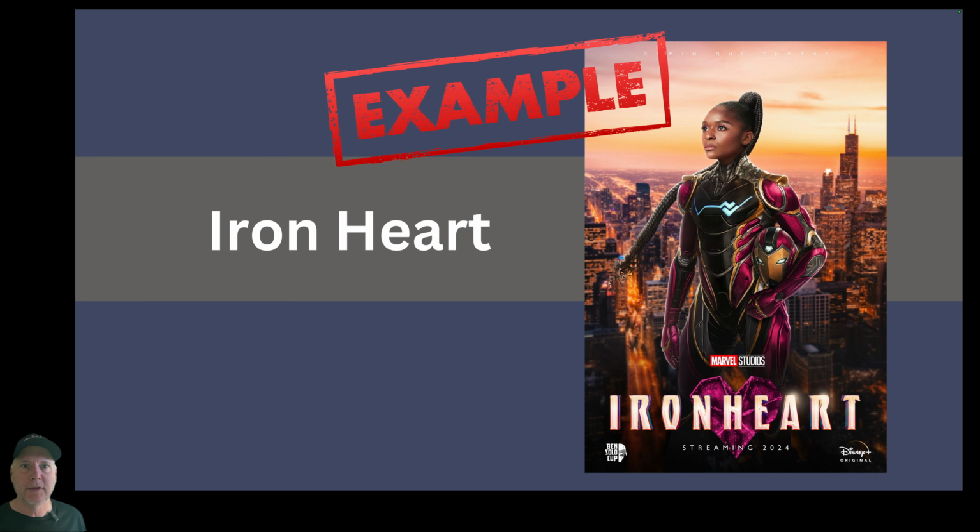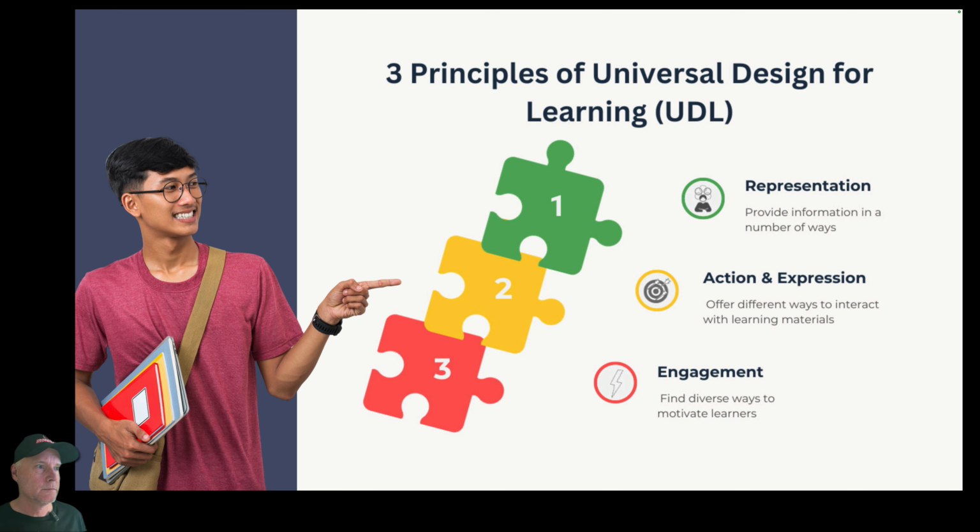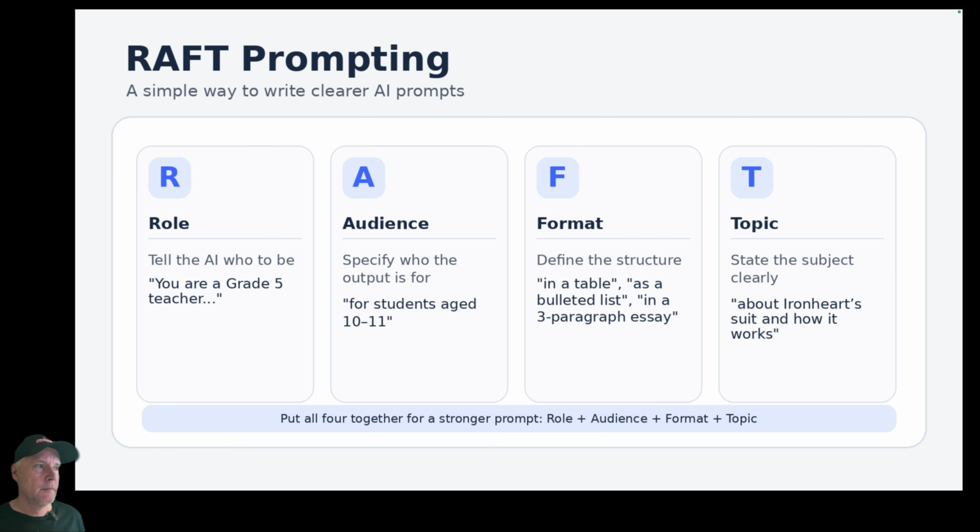This is Riri Williams, aka Ironheart. And again, we want to use UDL. So I'm going to use the RAFT prompting method. Now, you probably do a lot of this already, and this is just a way to make sure that when you ask AI to help you, you give it enough details so that it can help you even more effectively. Because it will always help you, but the more detail you give it in the prompt itself, the more effective that will be.